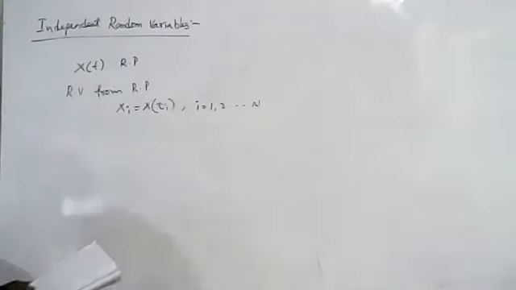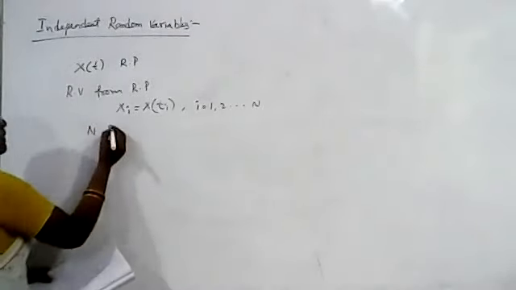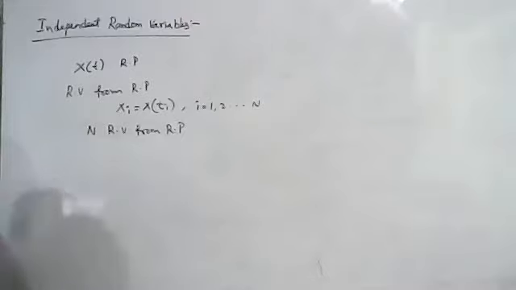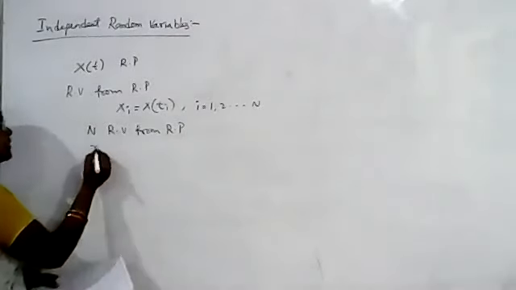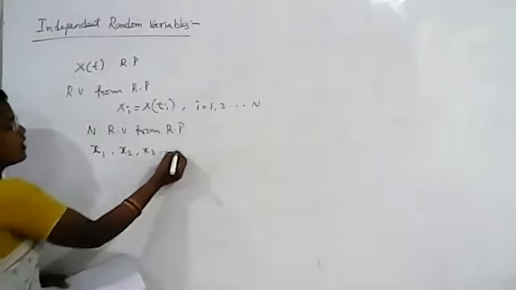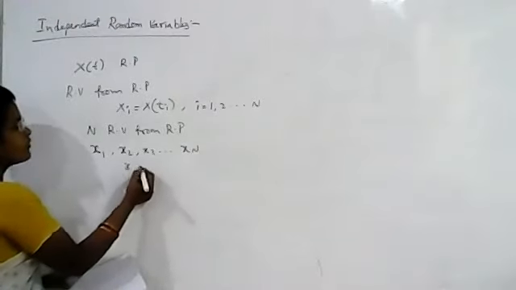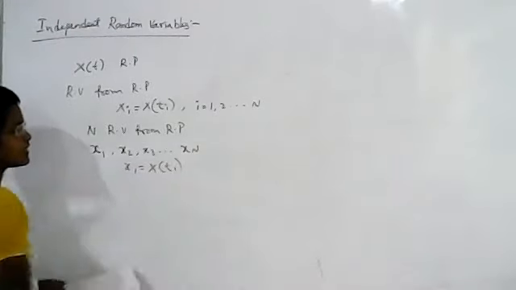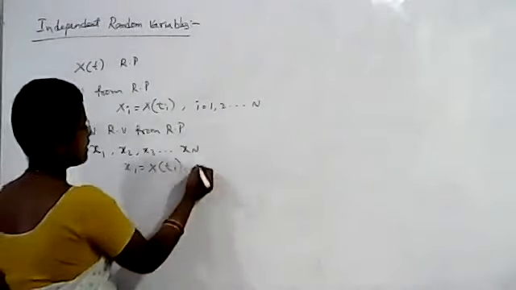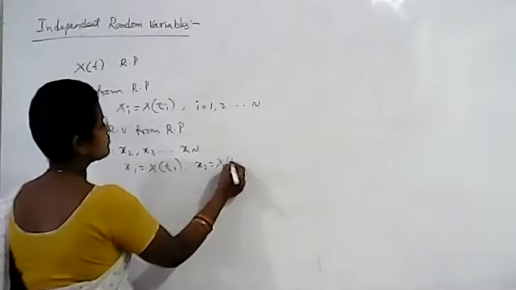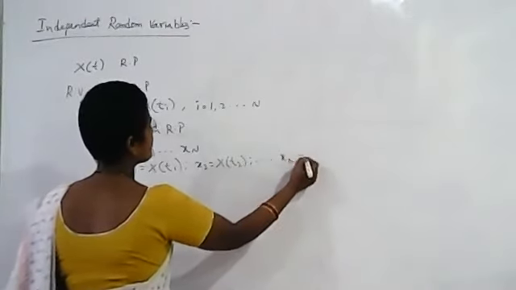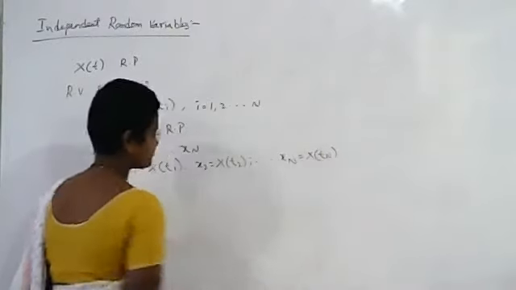So how many random variables do you get here? We will be getting n random variables from this random process. What are the random variables? X1, X2, X3, and so on, Xn are the random variables. How do you get X1? X(t1). X2 will be X(t2), like that. Here i is varying from 1 to n, so we will be having n random variables, that is X(tn).